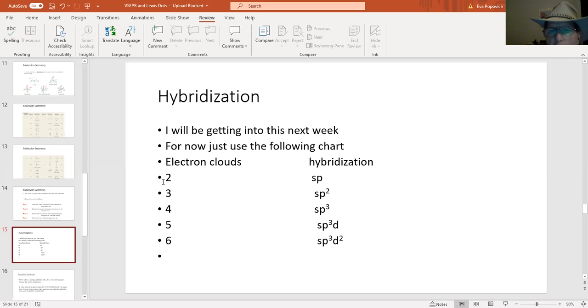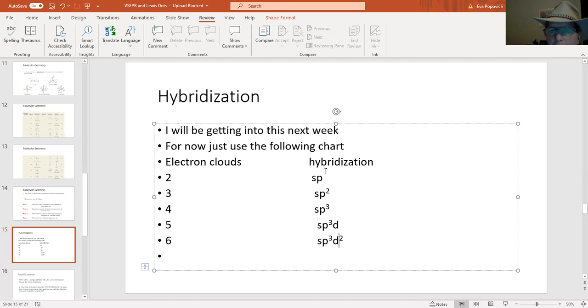Bottom line, for this laboratory, just access this chart. If you have 2 electron clouds, the shape is linear, your hybridization is going to be sp. 3 electron clouds, trigonal planar, hybridization sp2. 4 electron clouds, tetrahedron, hybridization sp3. 5, shaped trigonal bipyramidal, sp3d. 6, octahedral, sp3d2.